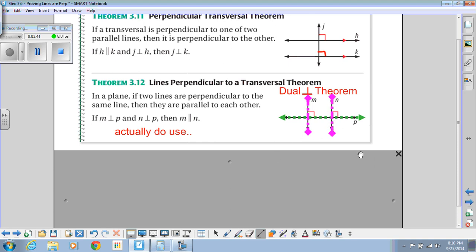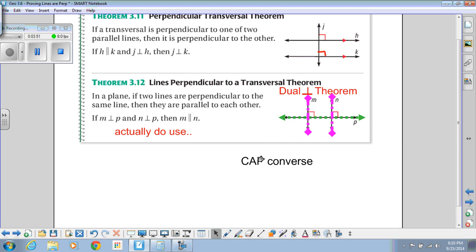And we know this because if these are perpendicular, they create these 90-degree angles. And so we're using the converse of the corresponding angles theorem, so CAP converse. Remember we said if we know corresponding angles are congruent, then those two lines are parallel. So that's what this is using. It's just going to be a shorthand rather than going through all of those steps and saying all of that. We can just say dual perpendicular theorem. So now let's actually use this theorem.